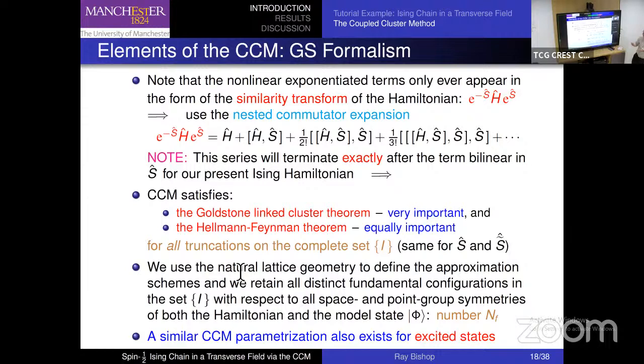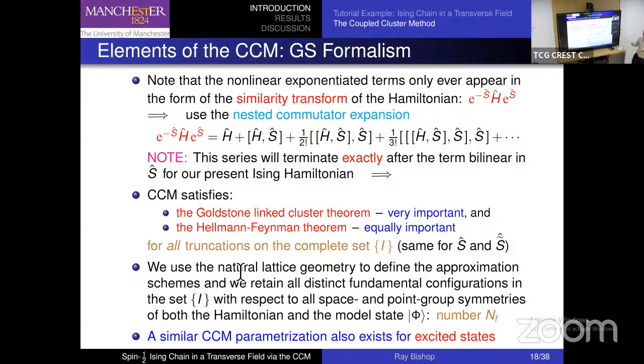Okay, so you've got two good things come from the similarity transform. Termination, which means you don't make an approximation, and the linked cluster theorem is automatically satisfied. Very importantly, it's automatically satisfied at every level of approximation. Okay, not just in the exact theory. And similarly, I'm not proving it to you, but I'm stating it to you. The Hellmann-Feynman theorem is also exactly satisfied by this parameterization at every level of approximation.